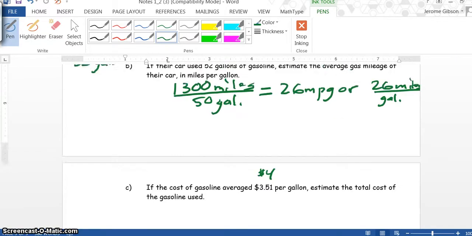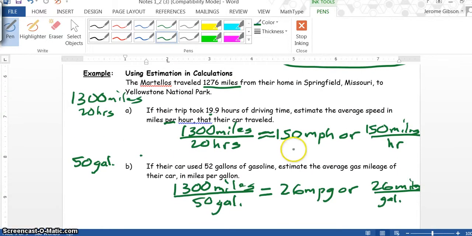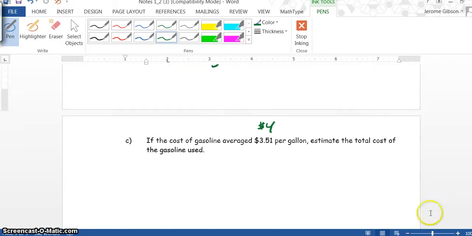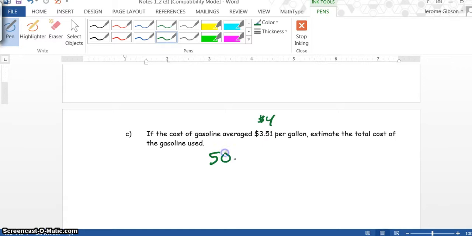Now we need to go back here. If you look here, remember it was said that the car used 52 gallons of gasoline, and we rounded it to 50 gallons. So what we would need to do is to take 50, which is approximately how many gallons of gasoline were used, and multiply it by $4. 50 times 4 we know is 200, so it'll be $200.